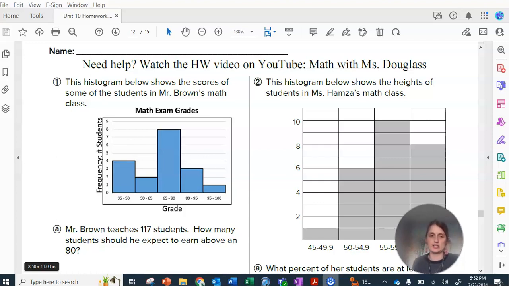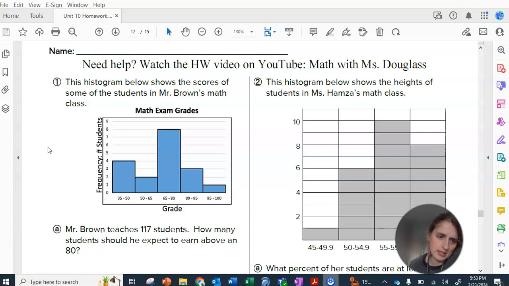Okay, so we've got a few histograms here. This histogram below shows the scores of some of the students in Mr. Brown's math class. If Mr. Brown teaches 117 students, okay, that already makes me think maybe the graph doesn't actually show that. So I'm going to quickly go check.